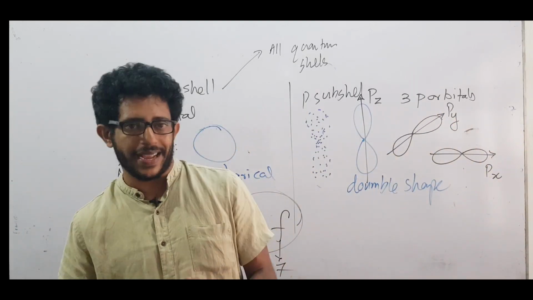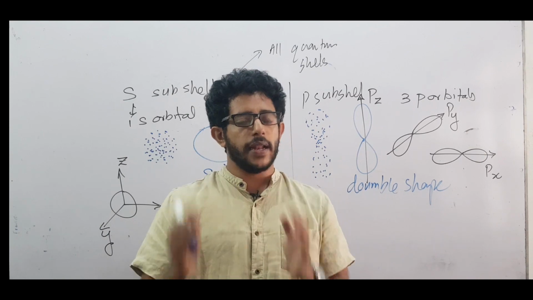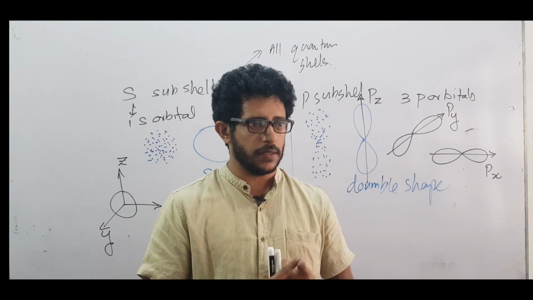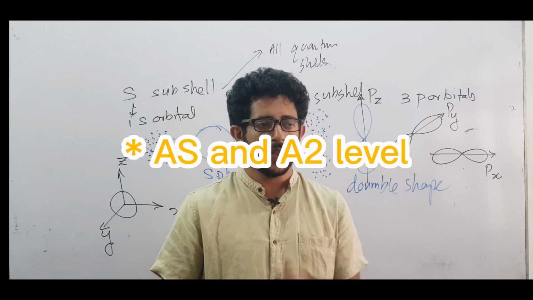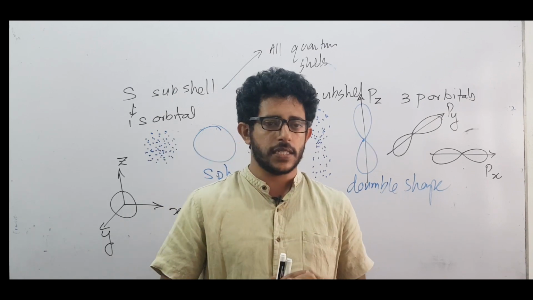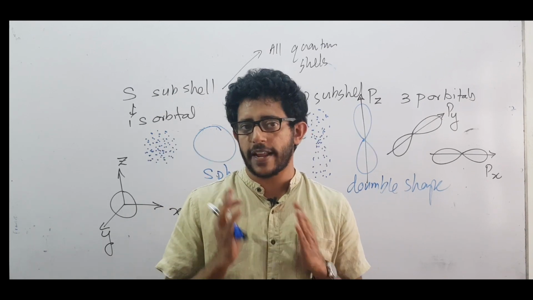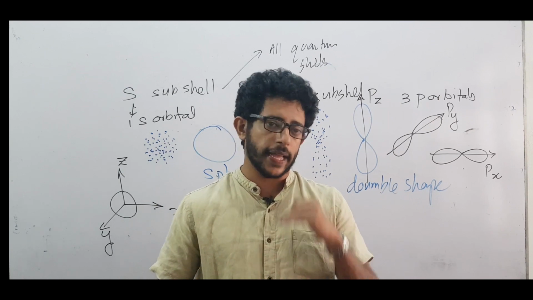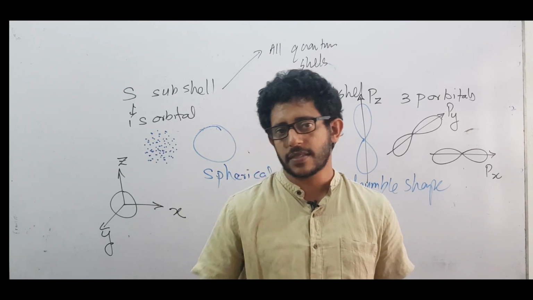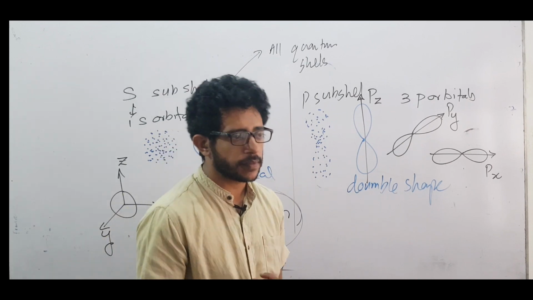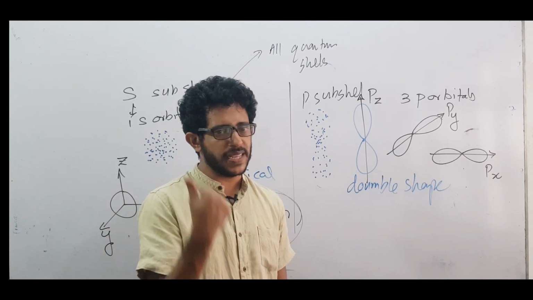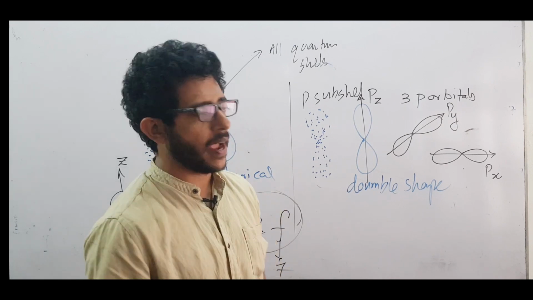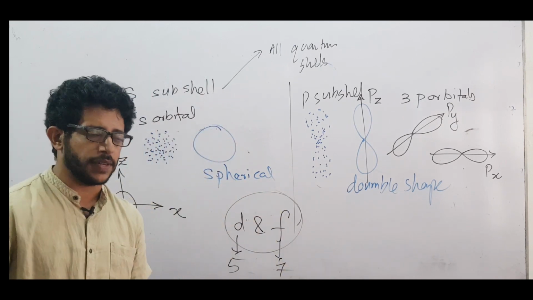To summarize, what you have to remember is that electrons are present inside an orbital, and you have to remember the definition of the orbital in IGCSE. Then you have to remember that s subshell, p subshell, d subshell and f subshell exist, and how many orbitals are there in each subshell. S subshell only 1, p subshell 3, d subshell 5, f subshell 7.